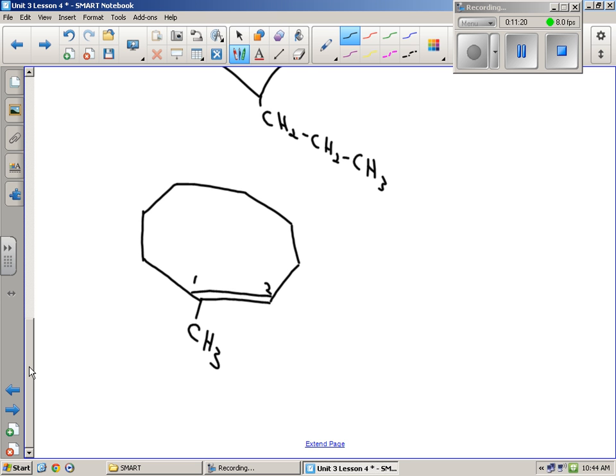Okay, so now that I chose that, that's 1, 2, 3, 4 is a methyl group. Okay? So something like that would be okay. That's 8 sides there in case you can't tell.